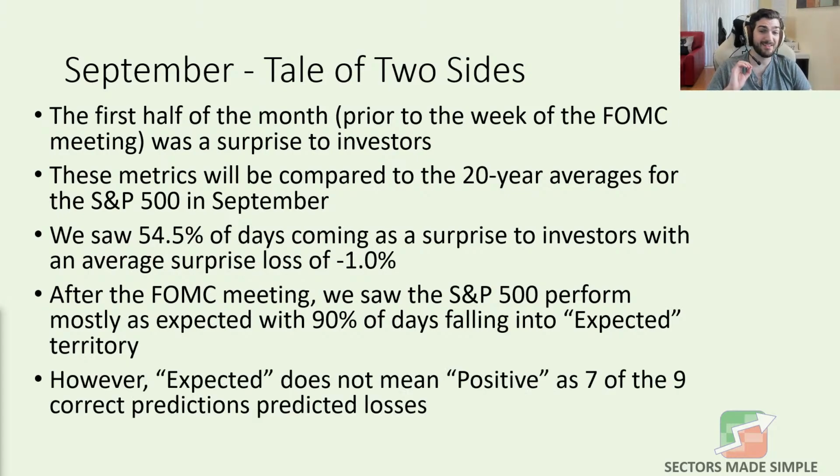But again, that expected does not mean positive, because 7 of those 9 expected, 7 out of the 10 total days, correctly predicted losses. Whether it got lucky that the market was in a basically straight line down during that period or not, we can look a little bit closer. Again, it's very hard to say. That's the thing about probabilities, it's an overall trend of 20 years. It's not perfect. And sometimes it's going to get lucky.